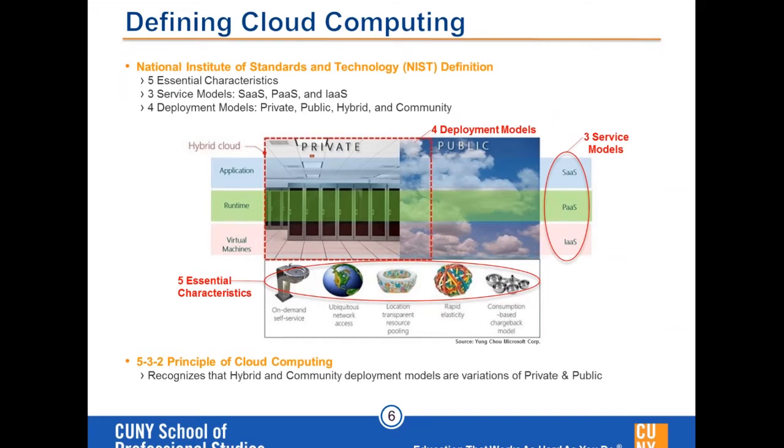The fourth one is rapid elasticity. What this really means is, if you remember economics, the demand and supply elasticity. What we're basically saying there is that as soon as the demand is there, the supply is immediately available. You need one server, you need 100, you need 1,000. They can be immediately provisioned.